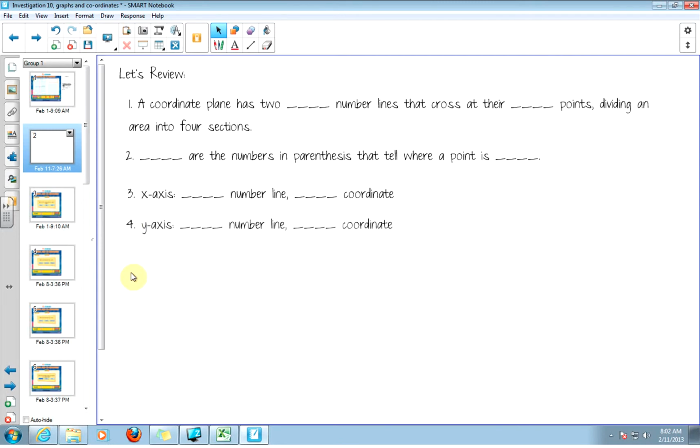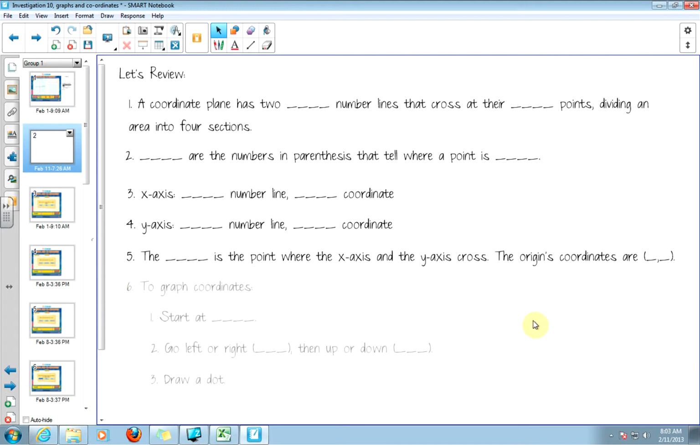Number 4, y-axis is the blank number line and the blank coordinate. Correct. Y-axis is the vertical number line and the second coordinate. Number 5, the blank is the point where the x-axis and the y-axis cross. The origin's coordinates are... Correct answer number 5 is the origin is the point where the x-axis and the y-axis cross. The origin's coordinates are 0, 0.